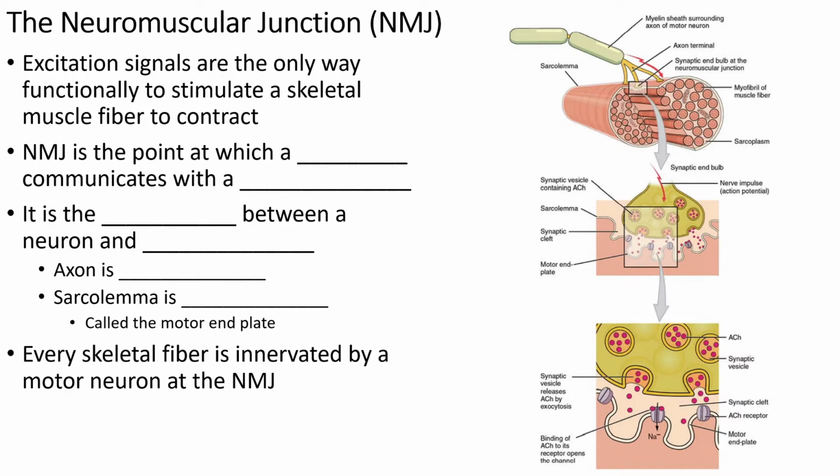Where the nerve stimulates the muscle to contract is called the neuromuscular junction. The neuromuscular junction is nothing more than a synapse, really. It's the point at which a neuron communicates with a muscle fiber. And that is the heart of the NMJ, the neuromuscular junction. It is the synapse between the neuron and the fiber. So this means the axon of the neuron is presynaptic, and the sarcolemma of the muscle fiber is postsynaptic.